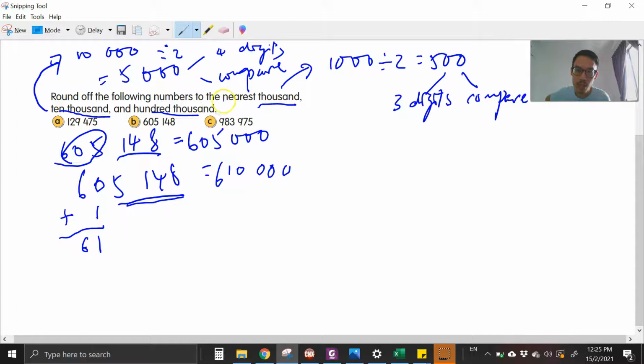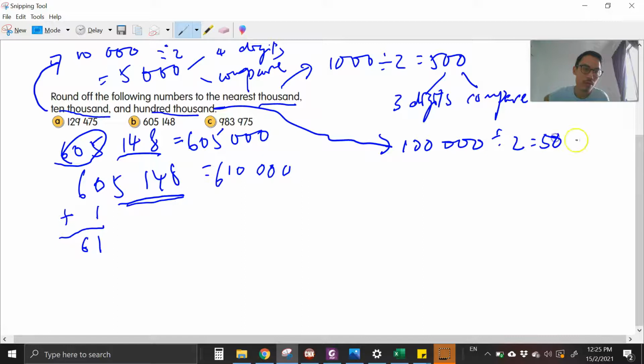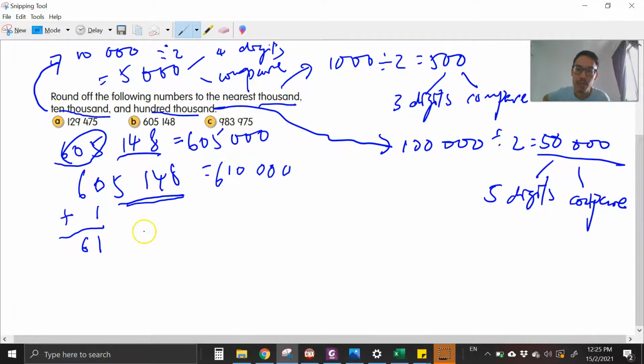And then the last one, you need to round off to the nearest 100,000. So write down 100,000 divided by 2, you get 50,000. 50,000, there are 5 digits. And secondly, you have to compare. So 5 digits.